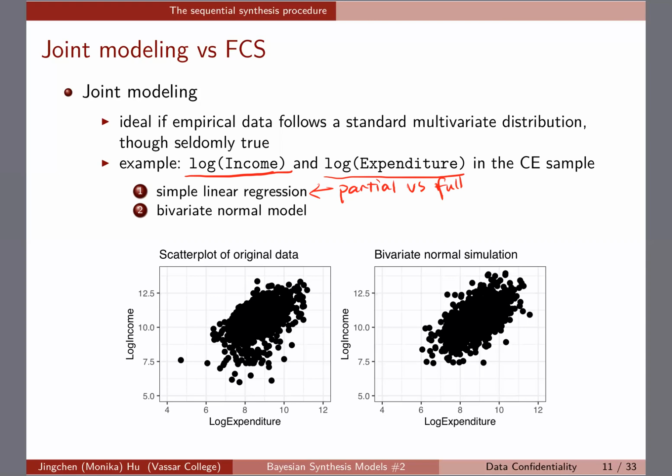I can pause here. So trying to put what we just talked about, the sequential process, into practice. If we go back to the CE sample, we still have these two numerical variables. Now I want to do full synthesis for them, meaning that I want to predict both of them. Let's just say we're doing it sequentially. What would you do? If I'm trying to do a full synthesis for the two variables, log income and log expenditure, what would you do through a sequential synthesis?